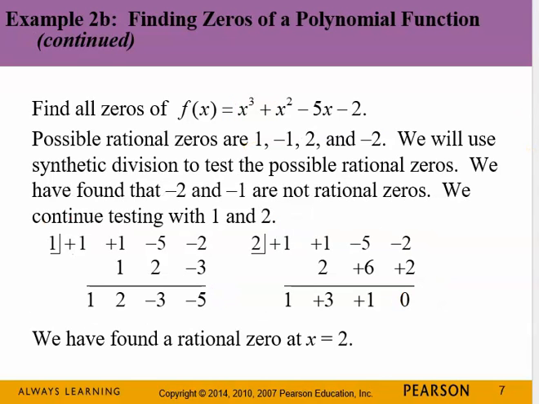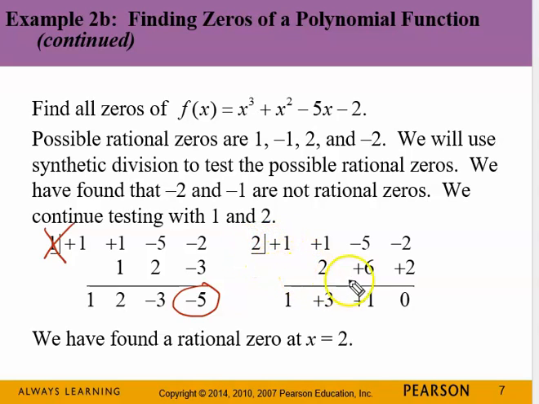As we continue trying the potential zeros using synthetic division, if we use a 1 going through the process, again, we don't end up with a zero here. So 1 is not a potential zero. But now we use the 2.